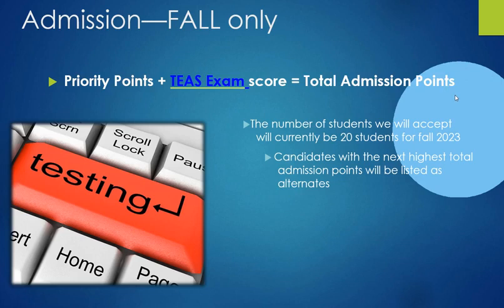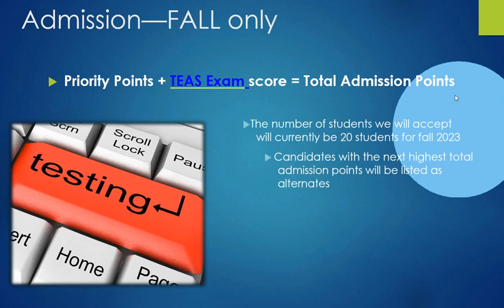So the top 20 students, the ones with the highest total admission points, would be accepted to the cohort. As of now, we're taking about 20 students each year. So we go through all the applications, do the priority points, do the TEAS scores, add them up for total scores, and the top 20 highest total admission points get into the program.